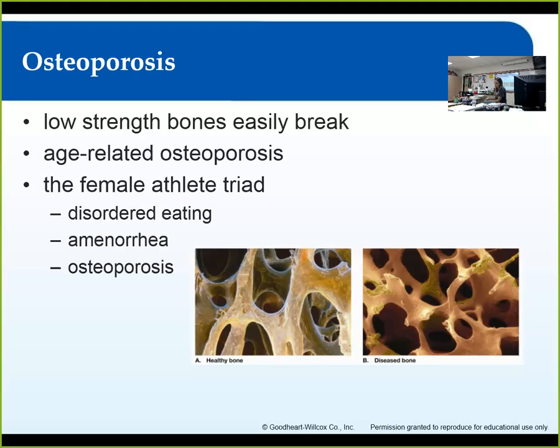So weight-bearing exercise and calcium intake. Okay, the female athlete triad. It includes three things. The first is disordered eating. So just not eating the way you should, and that can look like lots of things. It can look like anorexia. It can look like bulimia. It can also look like not eating healthy, like chips and stuff.